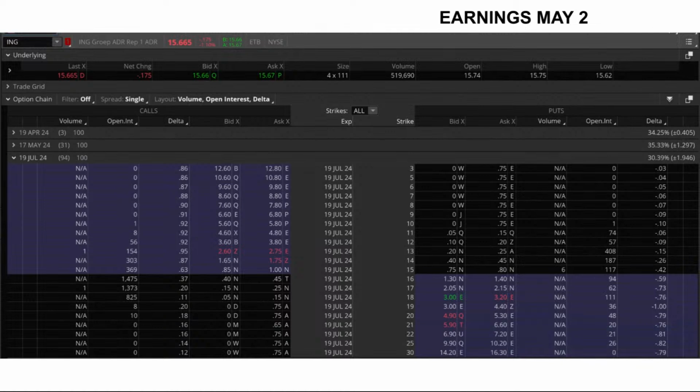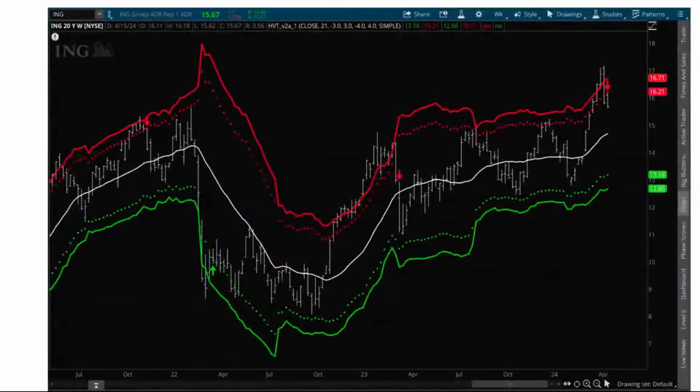Banks aren't looking too good as earnings season starts. I searched all the banks that are available to trade, and only 1 came up with a sell signal on our high value target tool. Here's what that tool looks like. On a weekly, looking at 3 and 4 standard deviation bands, we just look at when the market trades or ING trades outside of its bands, back inside. Same thing on the long side. Right now, we are getting a sell signal.